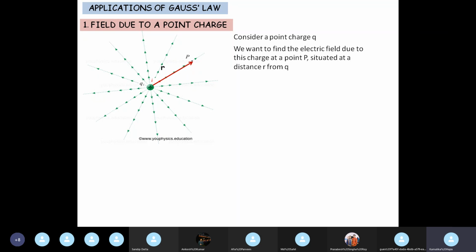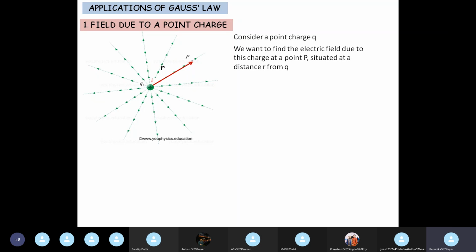Why are we doing this? This is just to show you that we did that using Coulomb's law. Remember, we found that expression of electric field due to a point charge at a distance r using Coulomb's law. F is equal to Q into E.